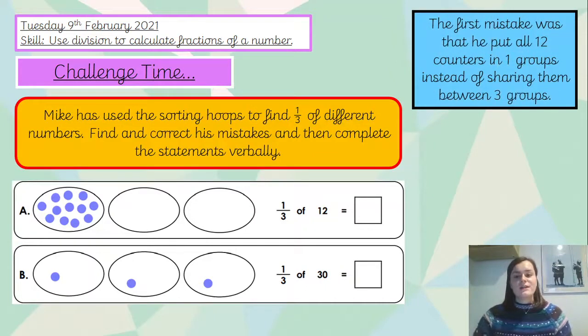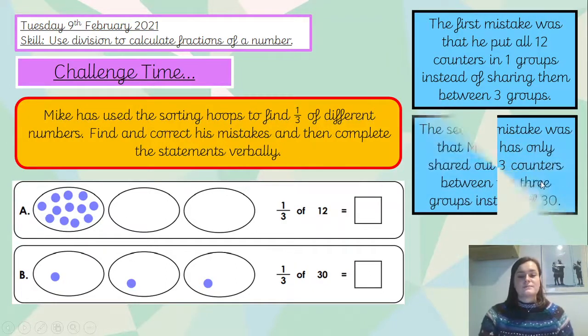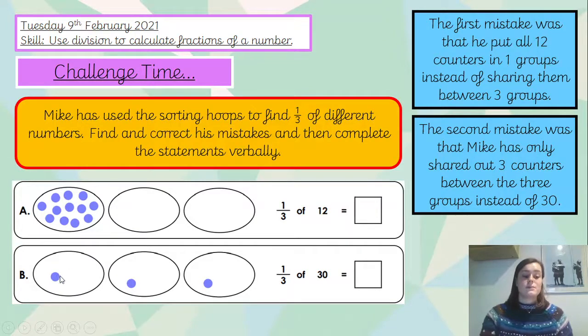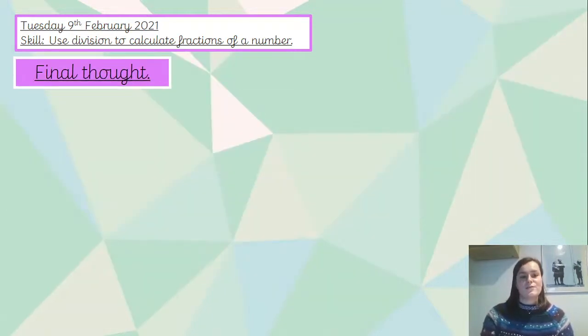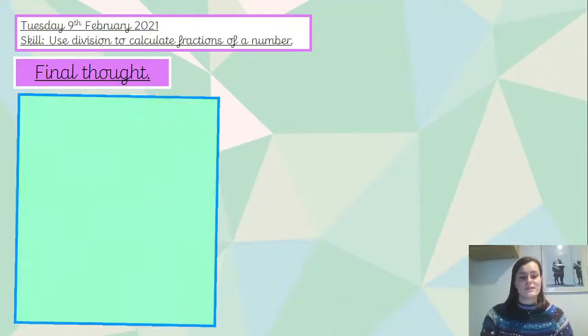Okay, so the first mistake was that he put all 12 counters into one group instead of sharing them between the 3 groups, didn't he? So he's put all 12 counters in there. And the second mistake was that Mike only shared 3 counters instead of the full 30 counters into his circle. So he just put 1, 2, 3 counters in and then he left it there. He didn't share them all out. Well done if you spotted that. Good job. Okay, final thought for today then.